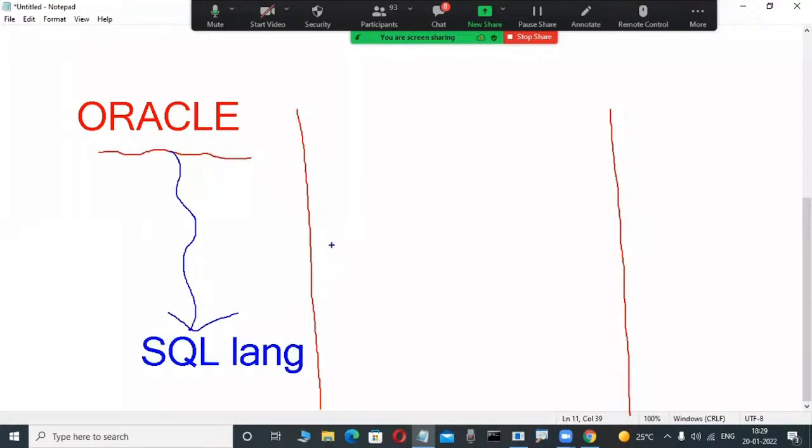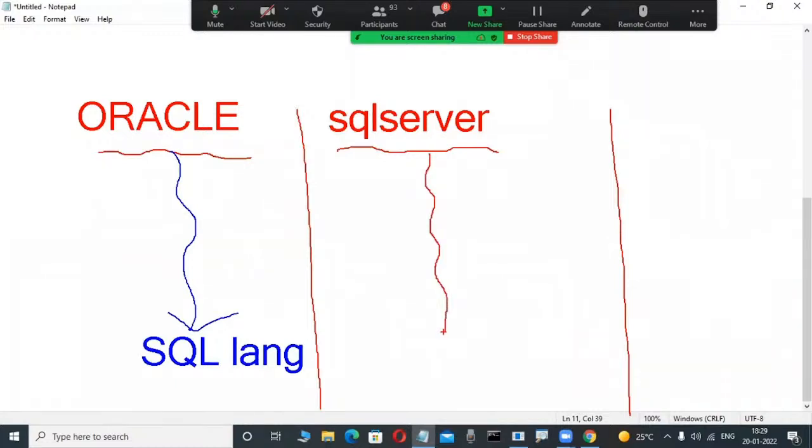Suppose in my company another project also exists. That is also a relational database product, from Microsoft: SQL Server. Some employees work on the SQL Server product. It is a database product, just like Oracle, but to operate it they use one language only. What is that language? SQL is a language.